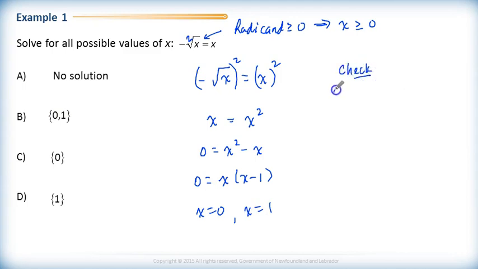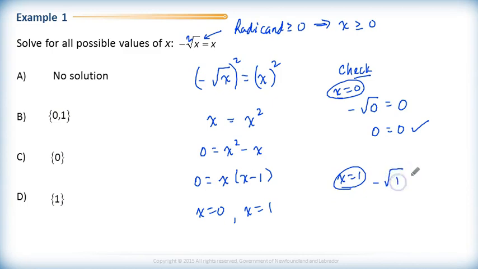So we'll start by putting the 0 in for the x. And we've got the negative of 0 is supposed to equal 0 in that original equation. And 0 equals 0. That's good. X equals 1. We're supposed to have the negative of the square root of 1 equals 1. That gives us negative 1 equals 1. That's false. So x equals 1 is extraneous. It's not a valid root. So the only possible answer here is 0.